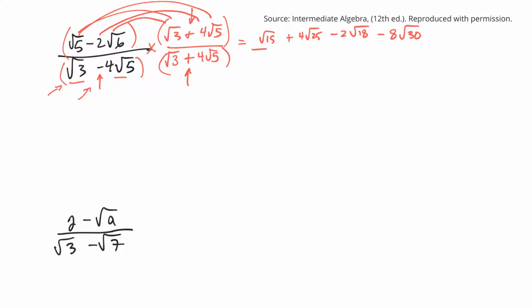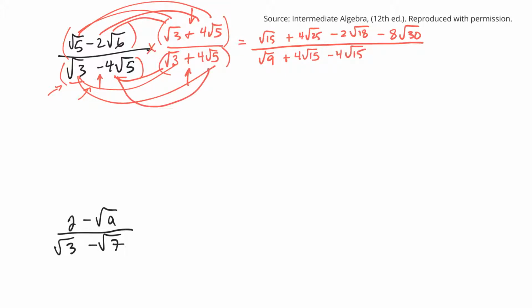Okay, that's good for the top. Now on the bottom, root 3 times root 3 is root 9. Root 3 times 4 root 5 would be a plus 4 root 15. And then this times this would be a minus 4 root 15. And then this times this would be a minus 16 root 25. Okay, now let's see some simplifying if we can. These two will cancel out, so they're gone.